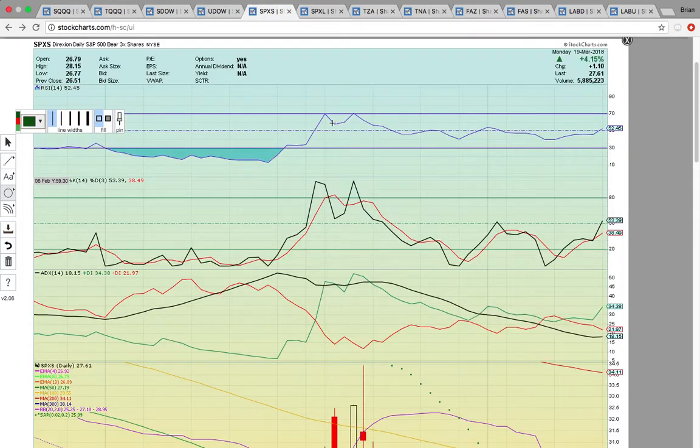And if you look at SPXS here, this is short S&P 500.